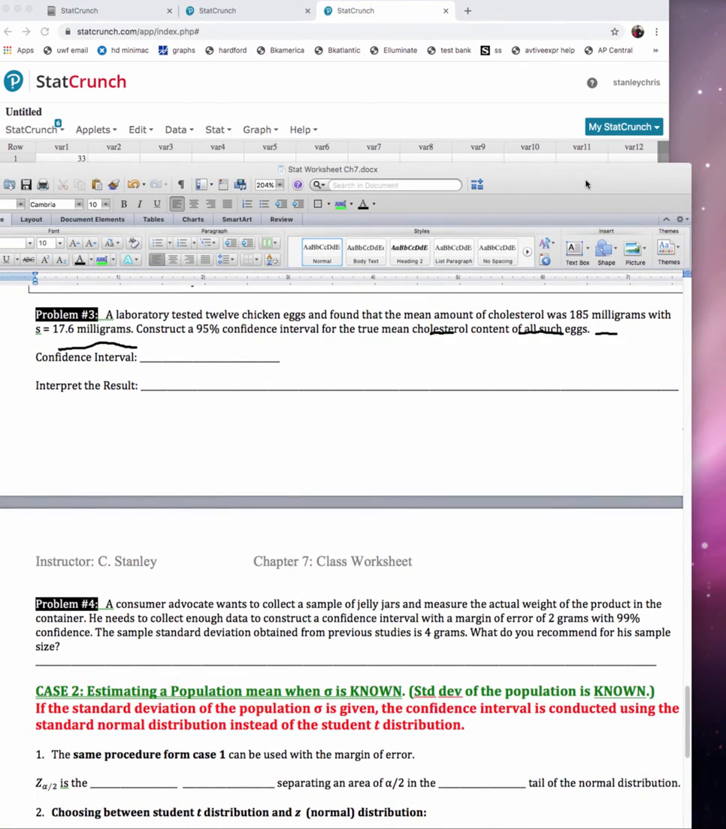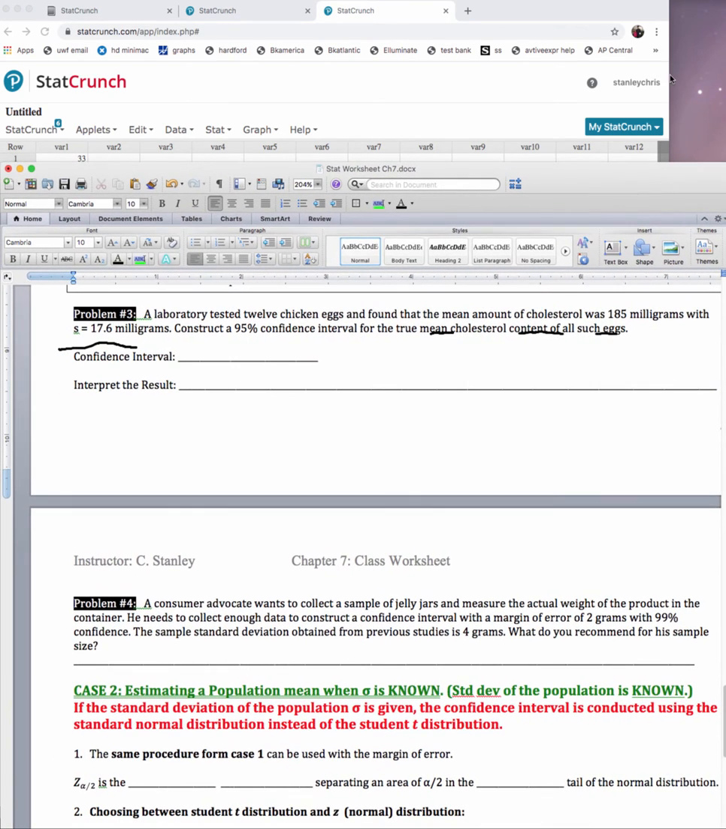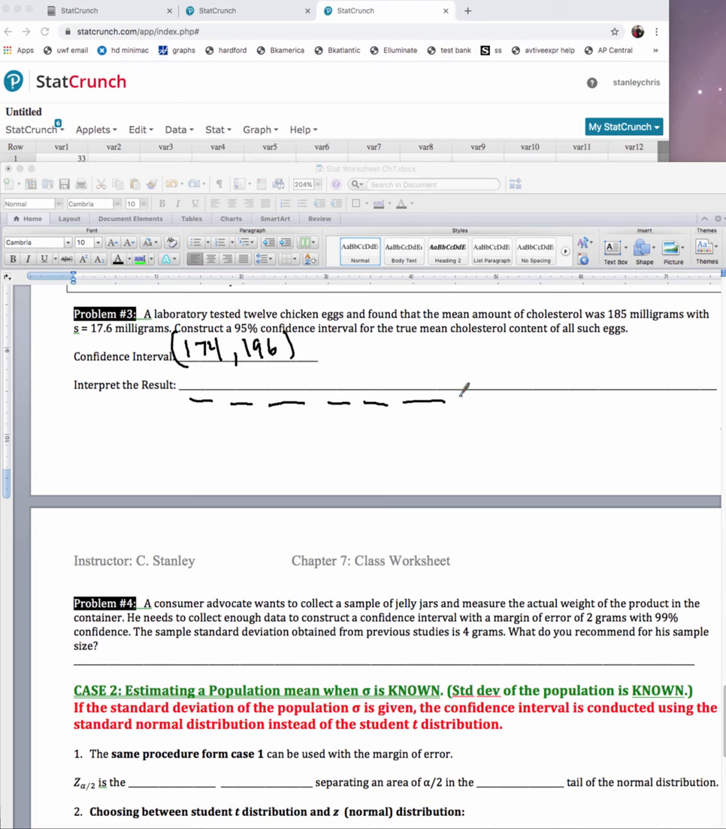So the interval is 174 to 196. And I'm just going to say it, you could write it. We are 95% confident that the interval from 174 to 196 contains the true mean cholesterol of all chickens of this type.